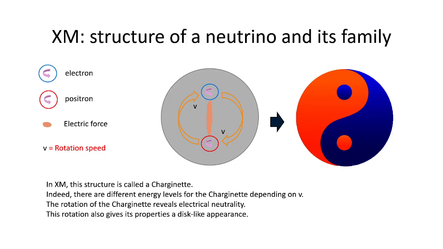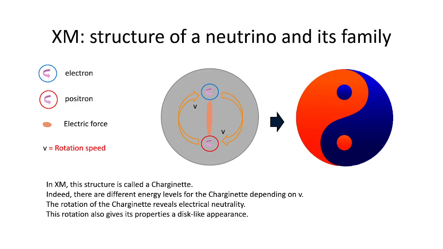XM, structure of a neutrino and its family. In XM, a neutrino is composed of an electron and a positron. The electric force animates the two particles, in equilibrium. The electron and the positron are in rotation. V is the rotation speed.